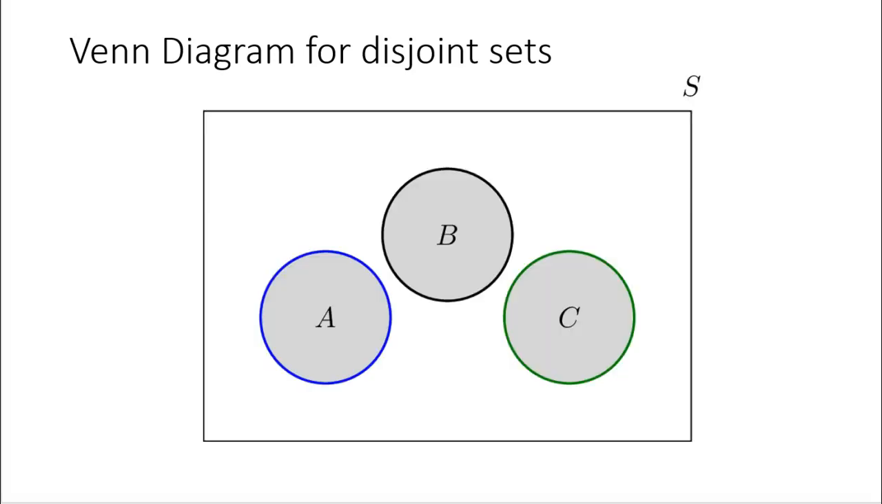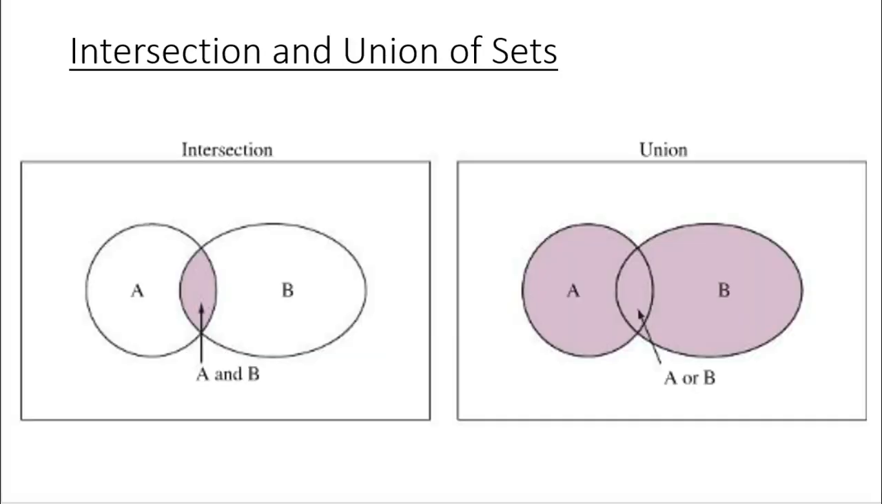Does your Venn diagram look something like this? We can also talk about the intersection and union of sets. The intersection of A and B consists of outcomes that are in both A and B. The union of A and B consists of outcomes that are in A or B or both.